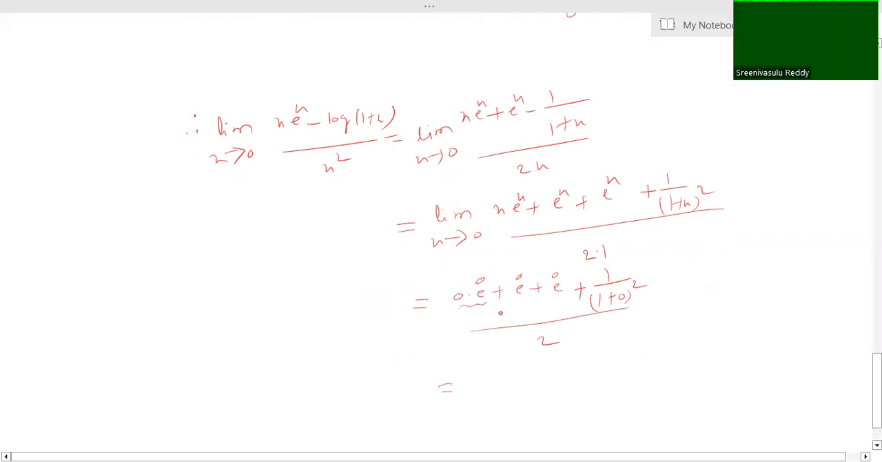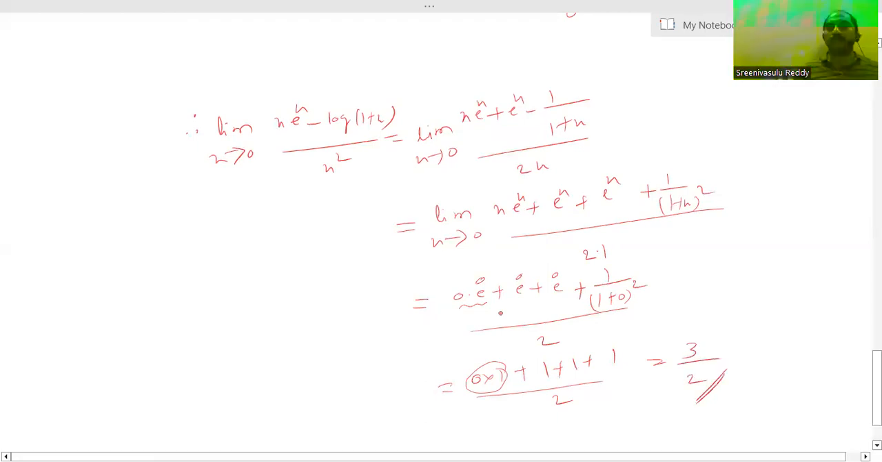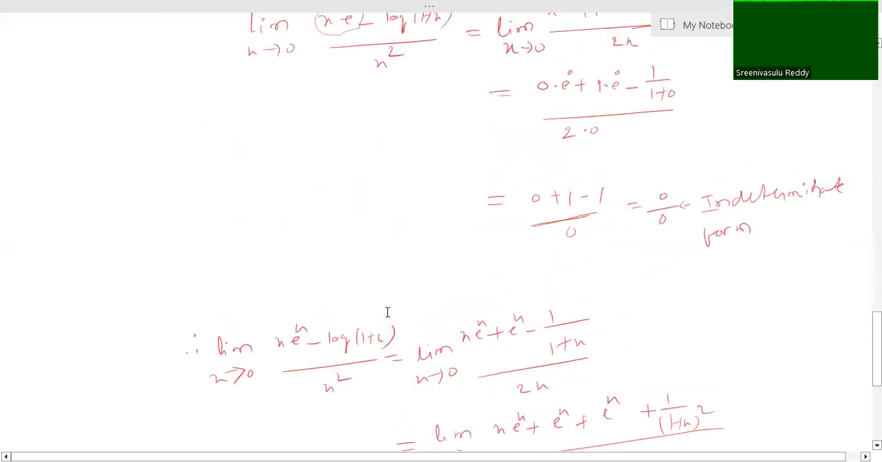0 into e power 0 means 0 into 1, which is 0. If you have any confusion, write down 1 plus 1 plus 1 by 2. This value is 0, so 0 plus 1 plus 1 plus 1. The numerator has three ones, so the answer is 3 by 2. This is the first problem answer.